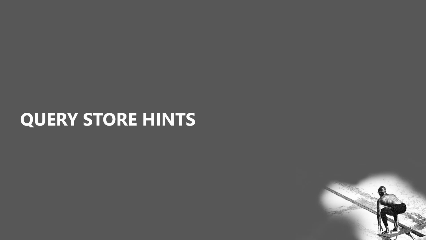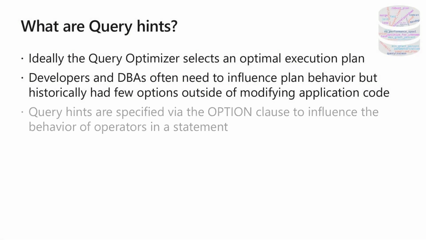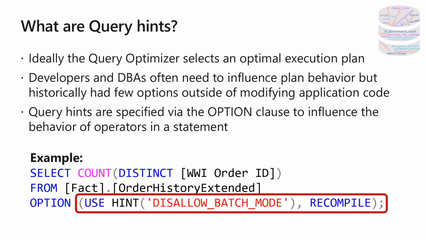What are query hints? Before we jump into Query Store hints, we should probably talk about query hints, as there are times that we do need to influence query plan behavior. Many of us are already leveraging query hints in our code to influence behavior. Query hints are specified via the OPTION clause, and while query hints help provide a solution to performance issues, they do require changing the query text, changing code.